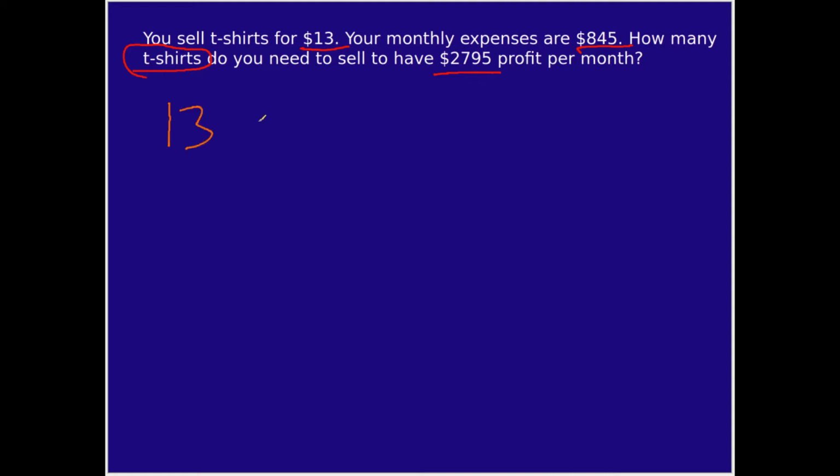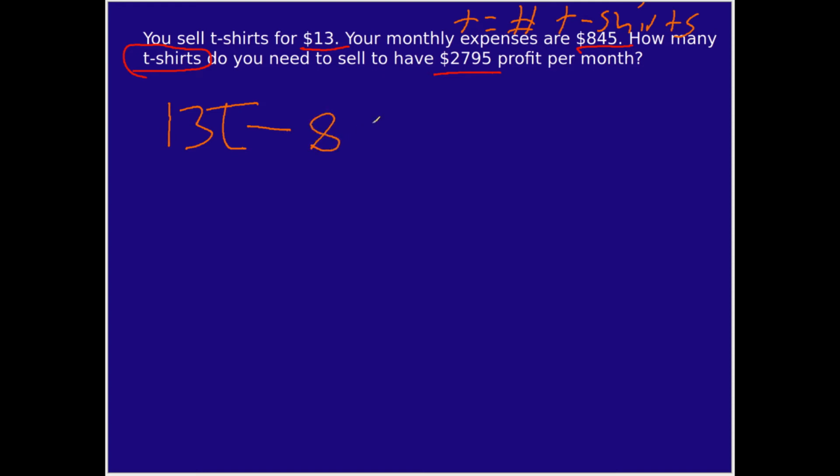13T, because that's how much the t-shirts are sold for. T is going to stand for the t-shirts, because we're trying to figure out how many t-shirts we want to sell. That's what T is going to stand for. So T equals the number of t-shirts. That's what that's going to mean.